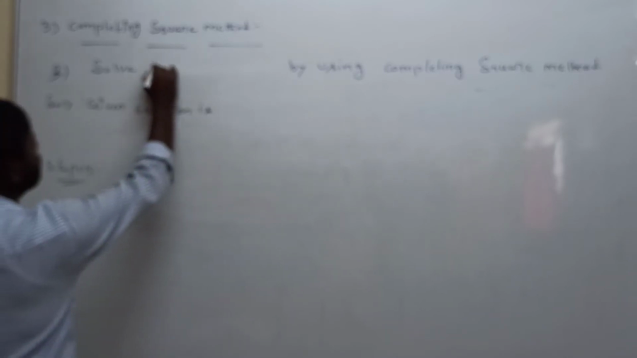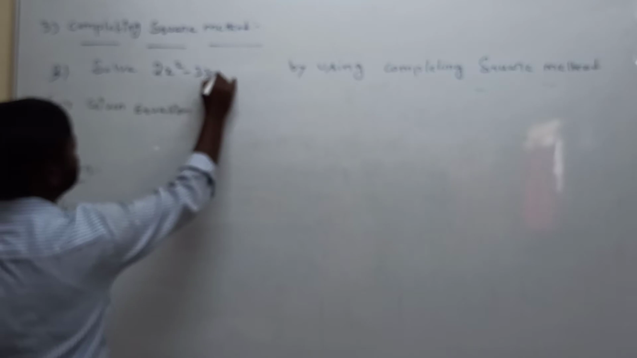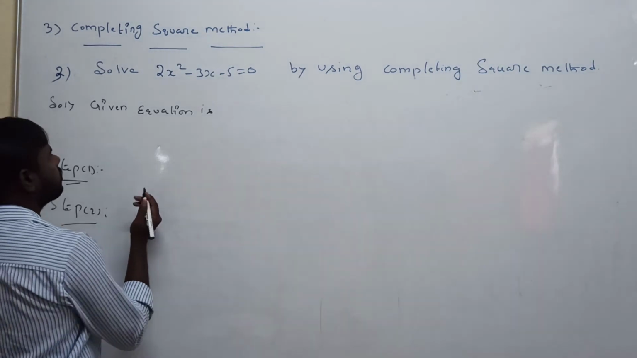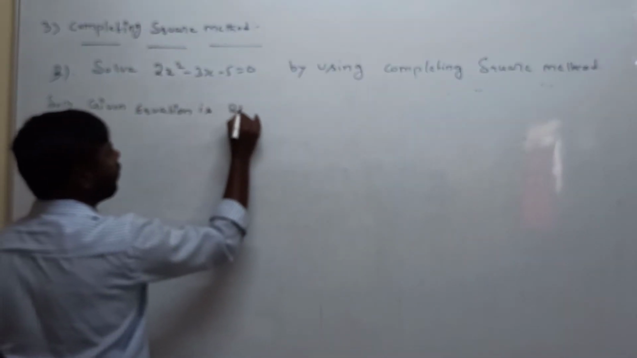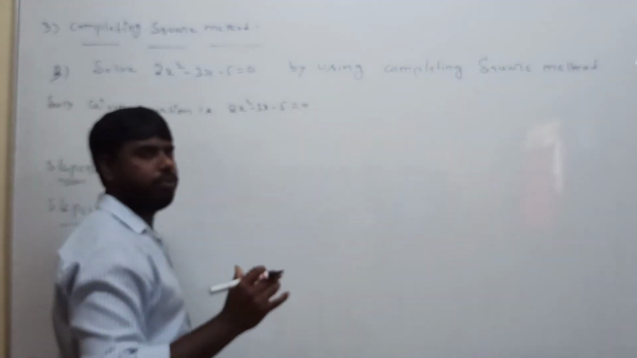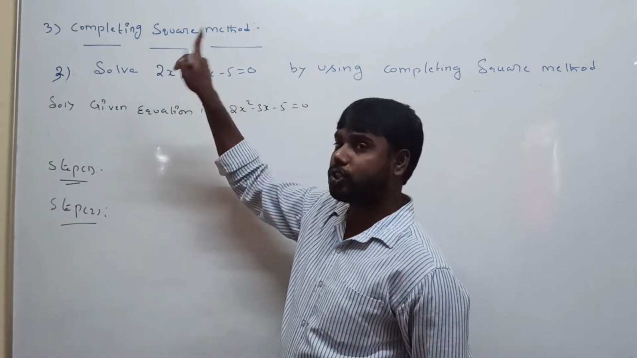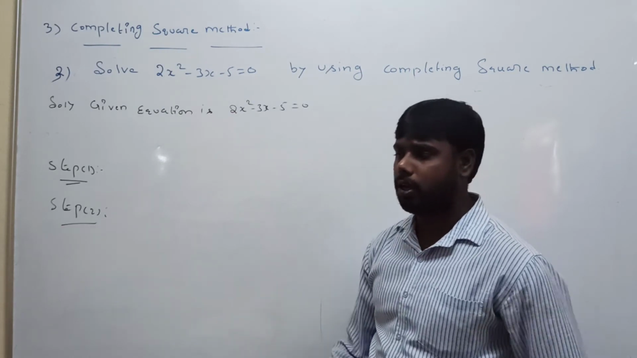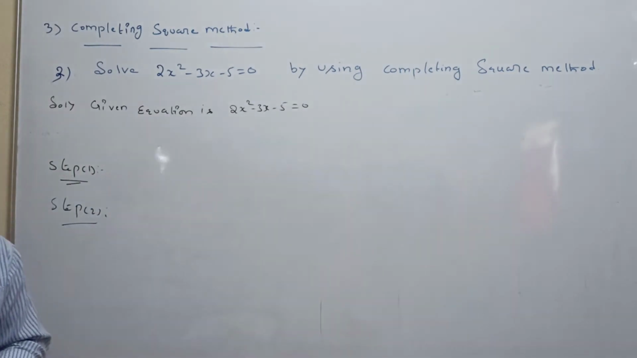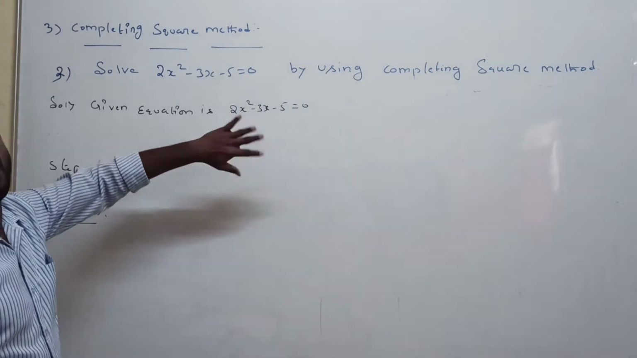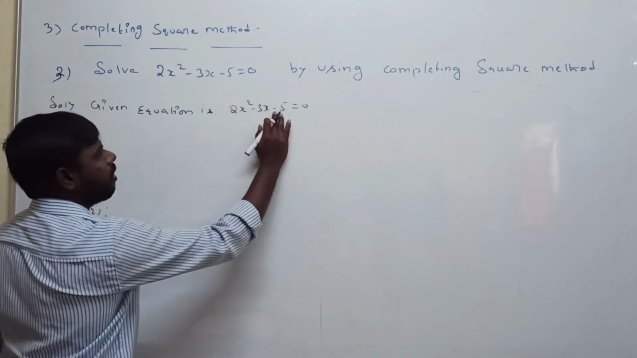2x square minus 3x minus 5 is equal to 0. The first, given equation as it is: 2x square minus 3x minus 5 is equal to 0. In the before two questions, the x square coefficient should be 1. Here, what is the x square coefficient? 2 is there. That's why this method cannot convert directly to the completing square method. So how to convert to the completing square method? First we have to eliminate the 2.